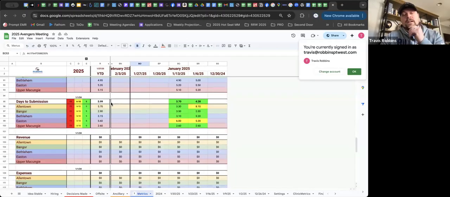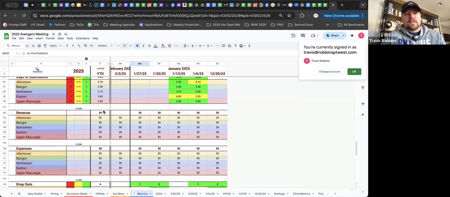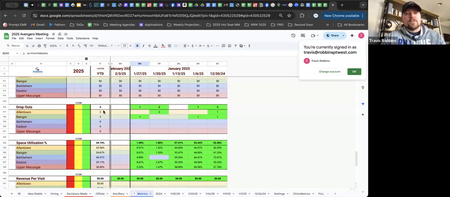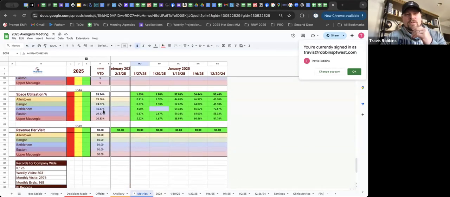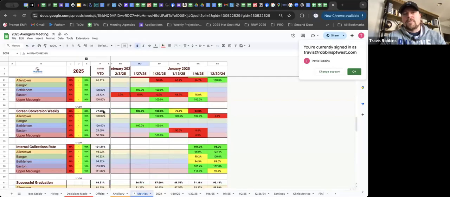We didn't talk about this, and it depends on how you want to do it, but we look at this stat because we want our documentation done in session. We don't have time to talk about that right now, but it's a stat that we look at. We look at revenue, expenses, dropouts, space utilization, and revenue per visit. And then here are our records down there. So those are the stats that we look at.